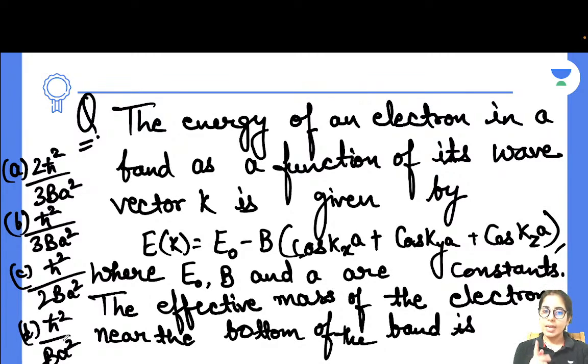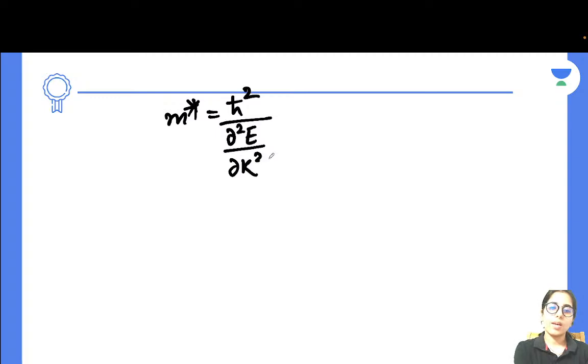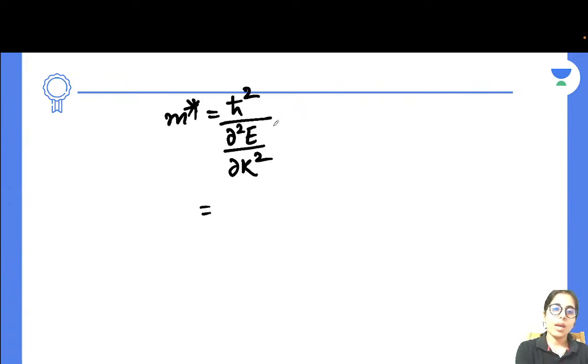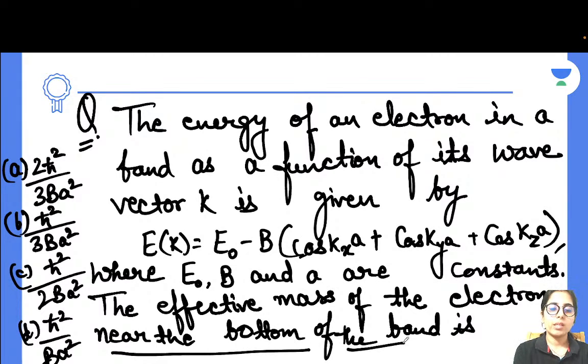Look at this. The energy is given. You need to find the effective mass. So firstly, we need to recall the formula of effective mass, how it is related to the energy. So m star is equal to h square over d square E over dk square, right? In this case, we are going to consider h square and the second order derivative of E. But another important point here is near the bottom of the band. You need to know the condition we have to apply on k: k will tend to 0.